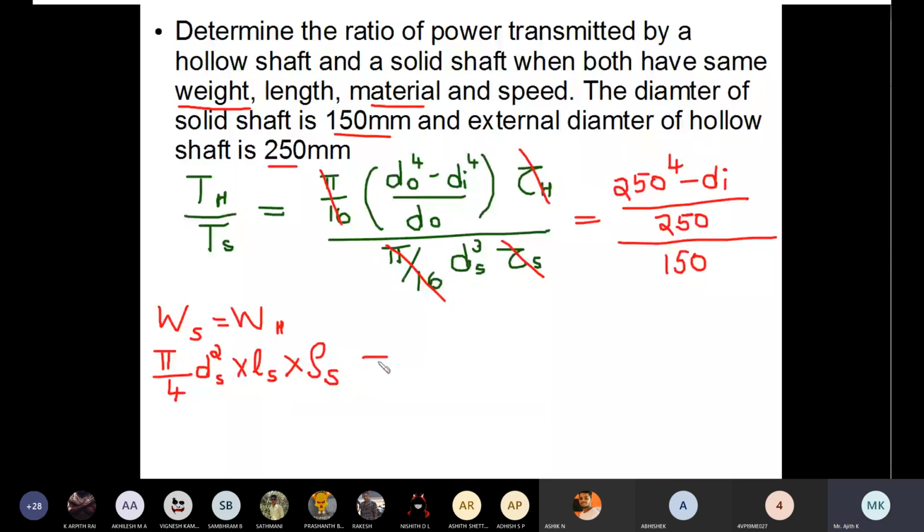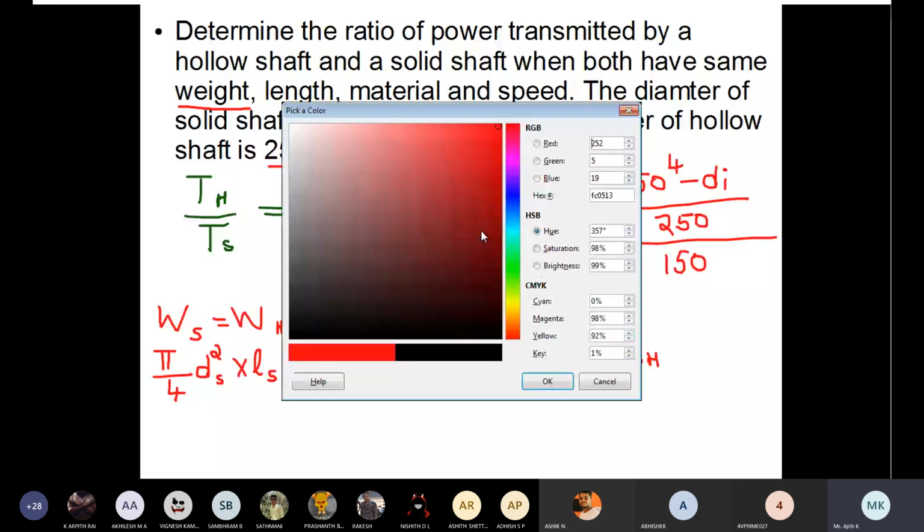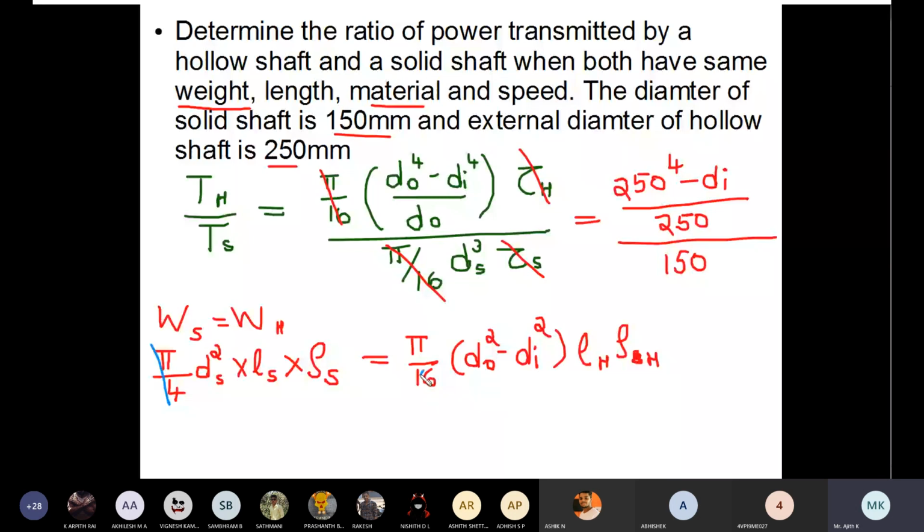is equal to, for the hollow shaft, pi by 4 (d naught square minus di square) into the length of the hollow shaft, into the weight density of the hollow shaft. Cancel common terms and you will get the di value. Pi by 4 is common, okay, not pi by 16.